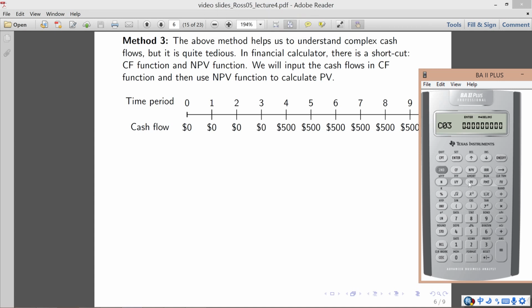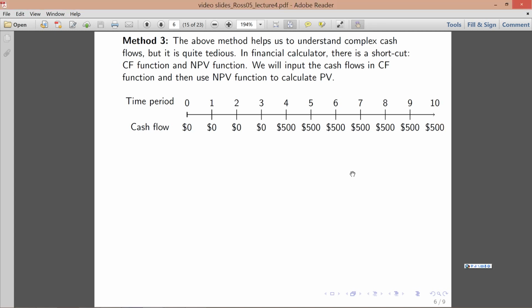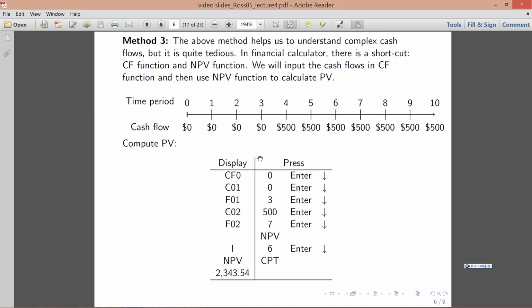So the next step is to go to NPV. Okay, and I equals, it's asking you what the interest rate is. So 6, enter. Now it goes down. NPV is what we need to compute. Okay, so we simply hit CPT. The NPV stands for net present value. It's exactly what we want to look for. Okay, so we get this number in one step. Okay, I'm also showing you all the inputs here.